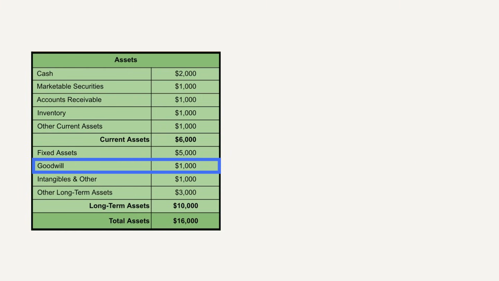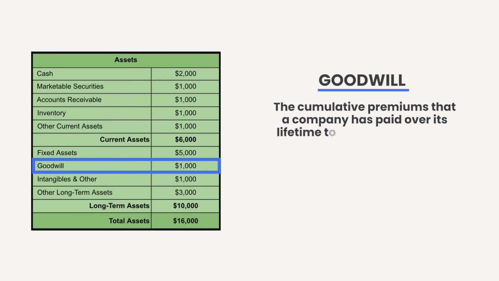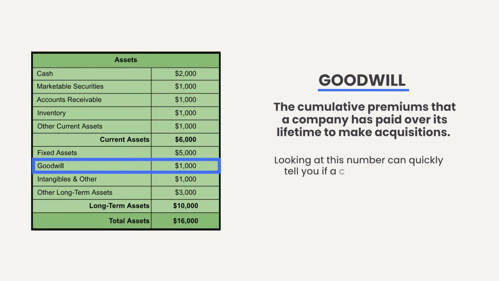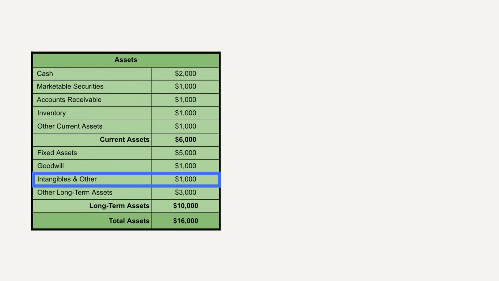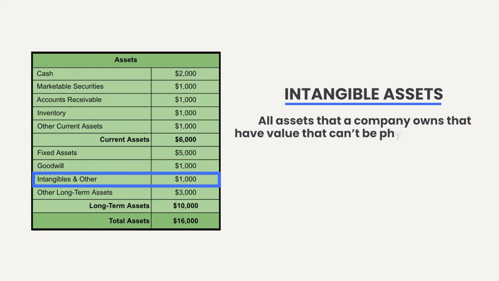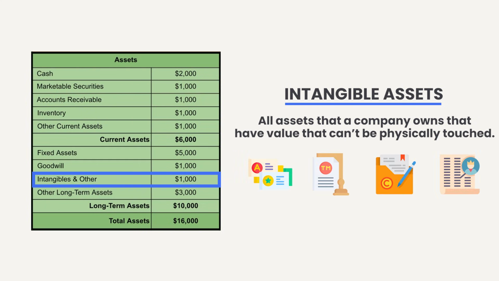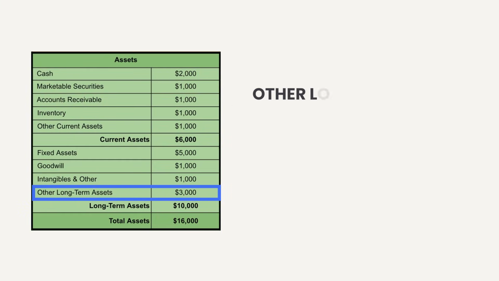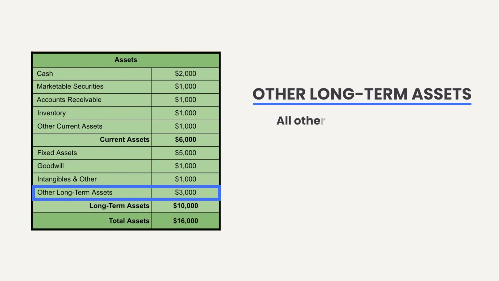The next item is a tricky one called goodwill. This is the cumulative premiums that a company has paid over its lifetime to make acquisitions. Looking at this number can quickly tell you if a company has been acquisitive in its past or not. After that comes intangible assets, which are all assets that a company owns that have value but can't be physically touched. This could include things like brand names, trademarks, copyrights, and customer lists.